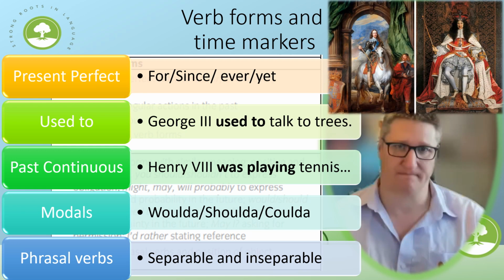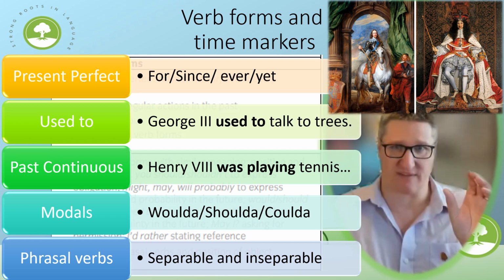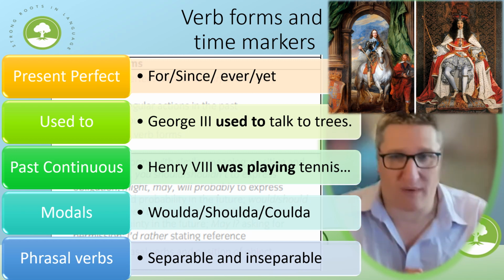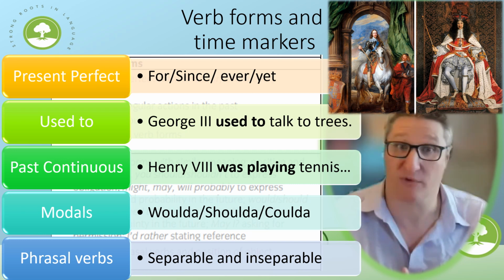For example, Charles II wrote down the names of his father's enemies. Or Charles II wrote his father's enemies' names down. Wrote down his father's enemies, or wrote his father's enemies down. By the way, he put them in little black books, which is where we get the expression to be in someone's black book.